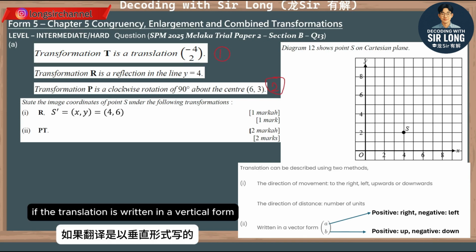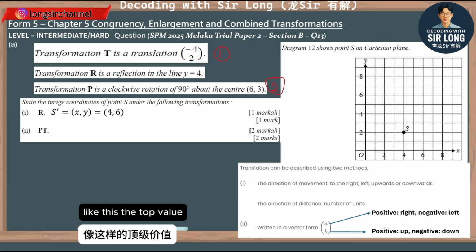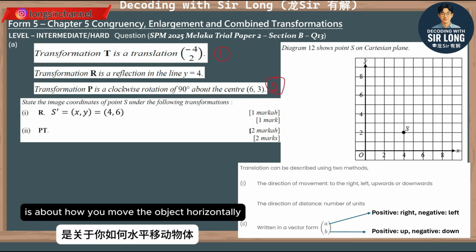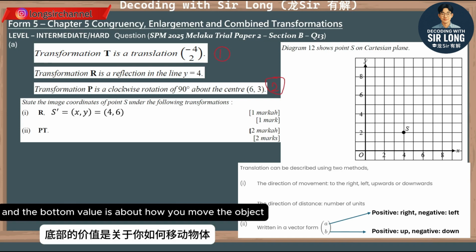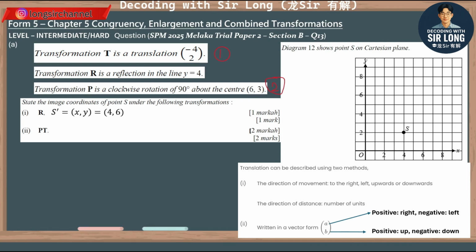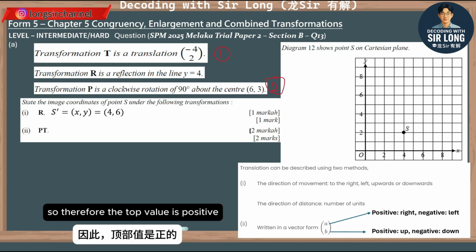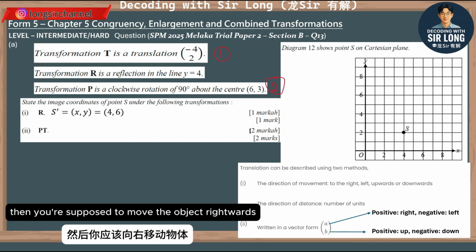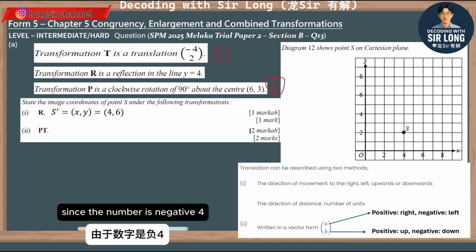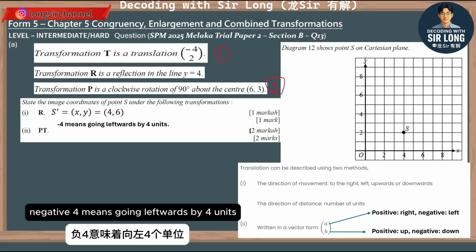If the translation is written in a vector form like this, the top value is about how you move the object horizontally, and the bottom value is about how you move the object vertically. So if the top value is positive, then you're supposed to move the object rightwards. Otherwise, you have to move the object leftwards. Since the number is -4, that means going leftwards by 4 units.